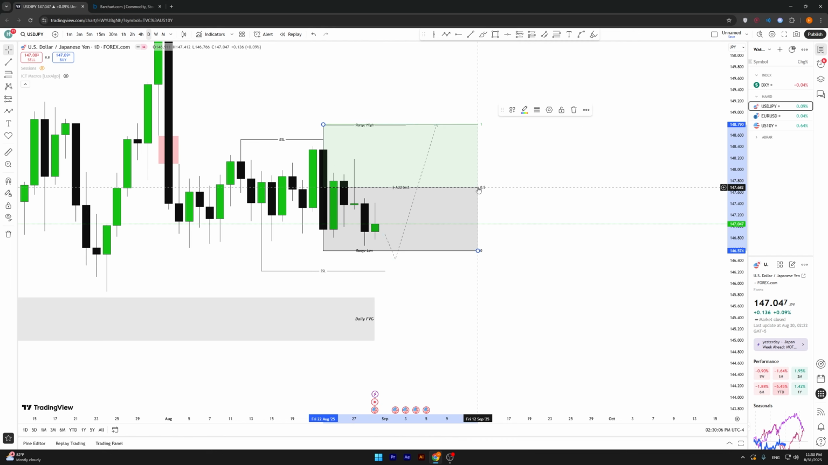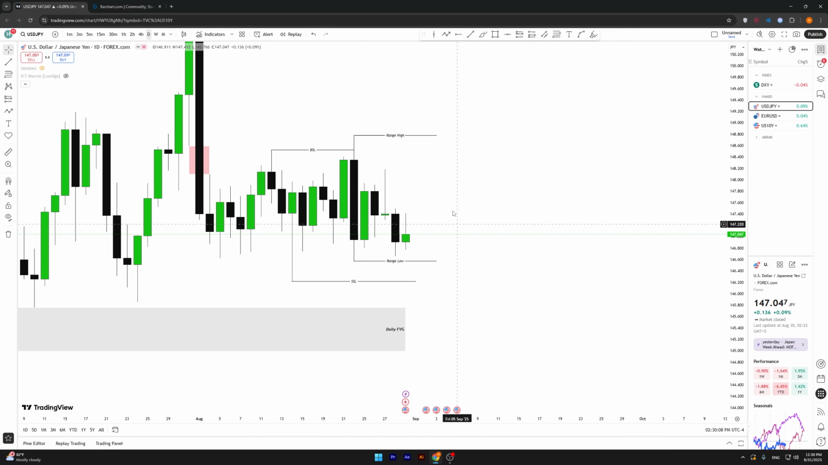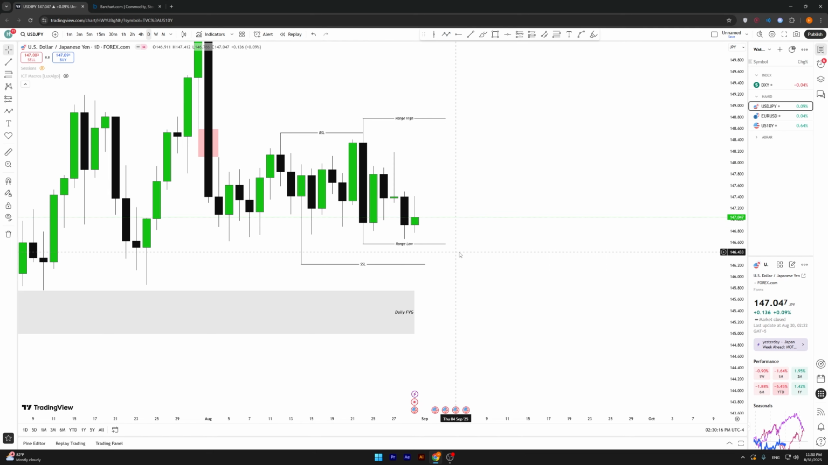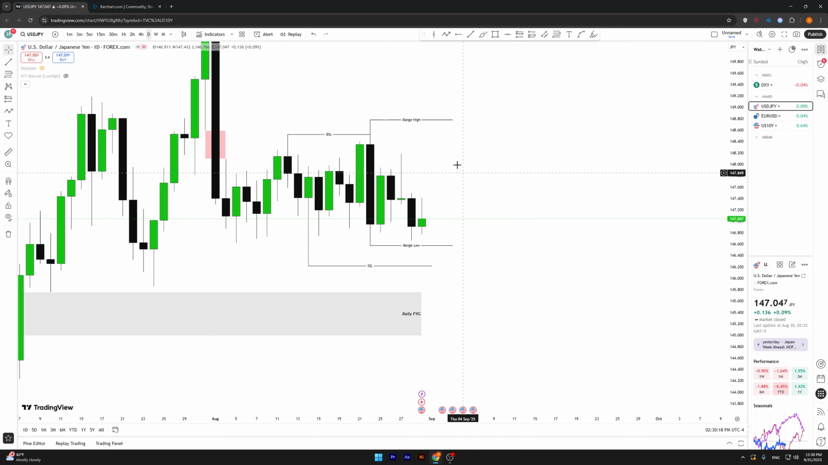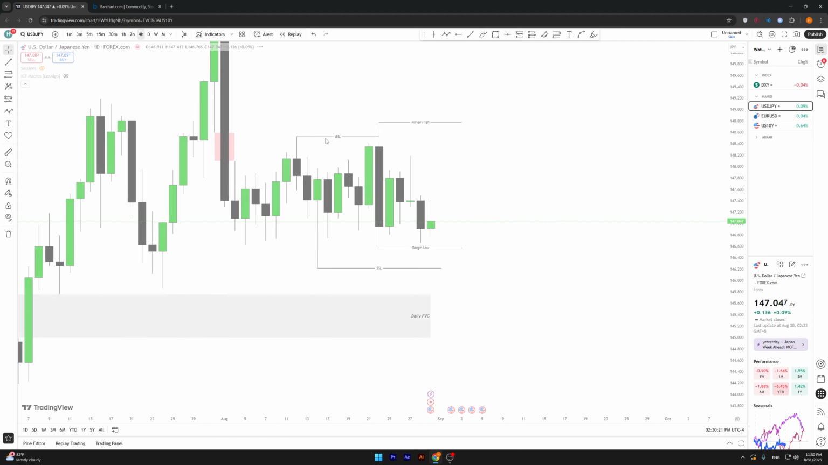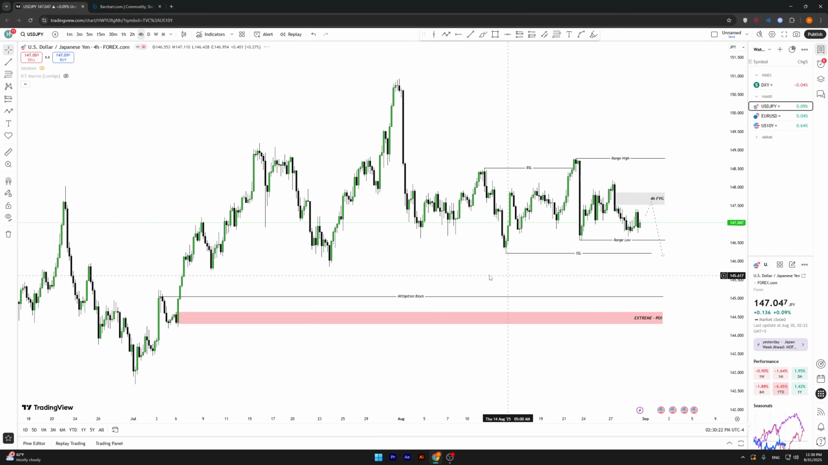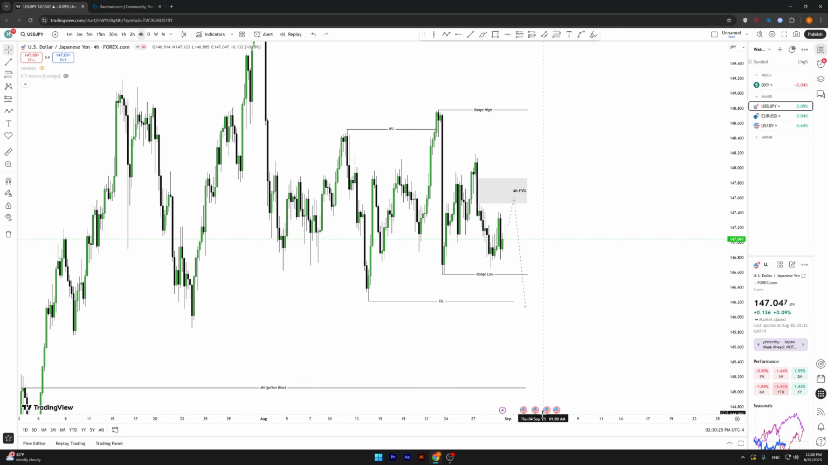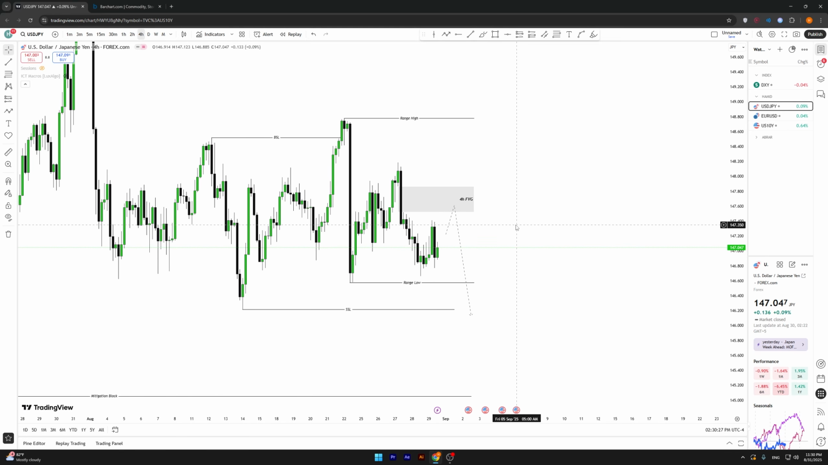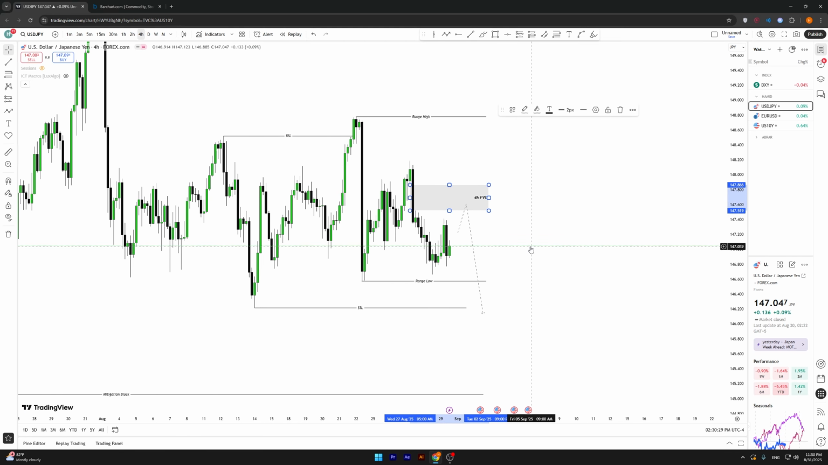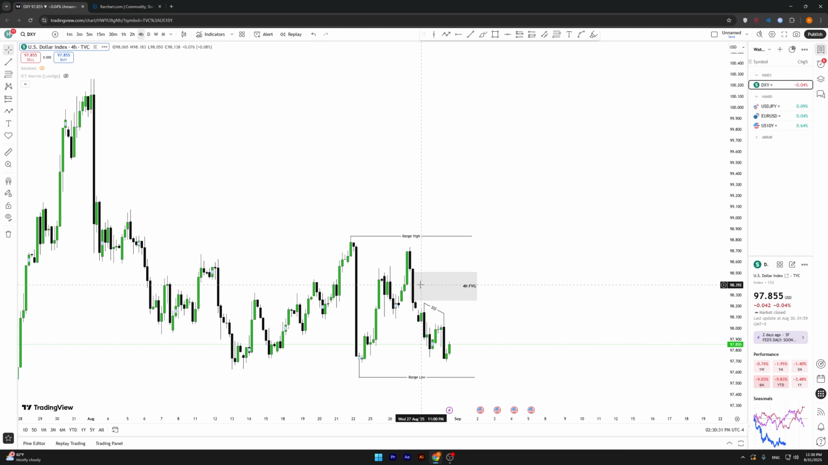But if price first sweeps this high, then I will target first 50% of the range, and then I will target this low. So I will wait to see whether price sweeps the low or the high first. In the 4 hour I have marked these two zones, also the single zone which is FVG, same as DXY.